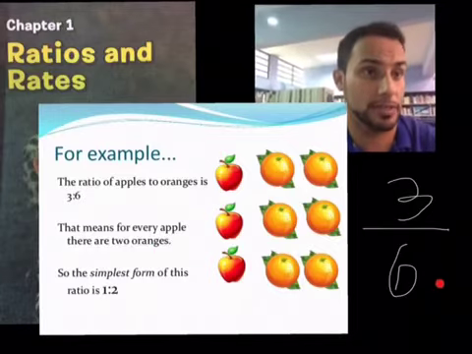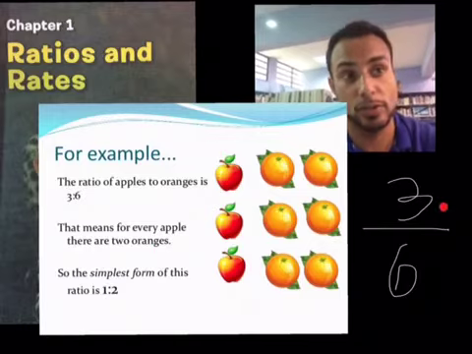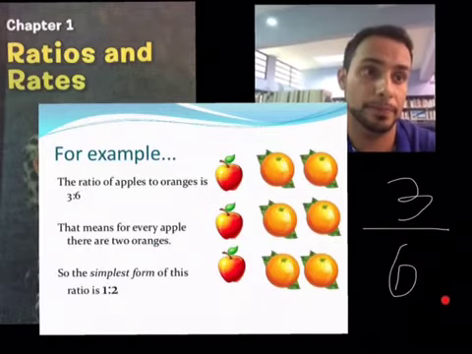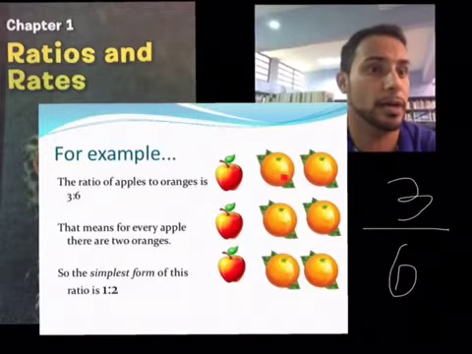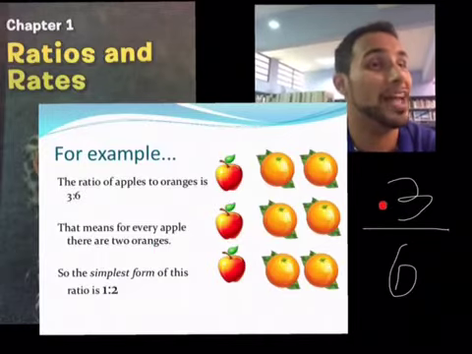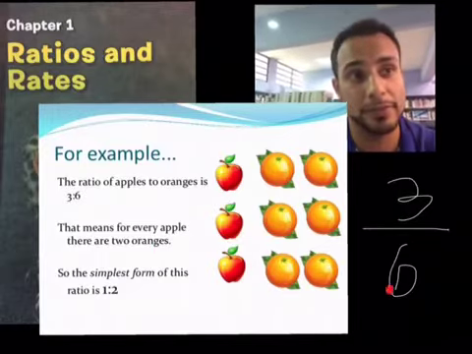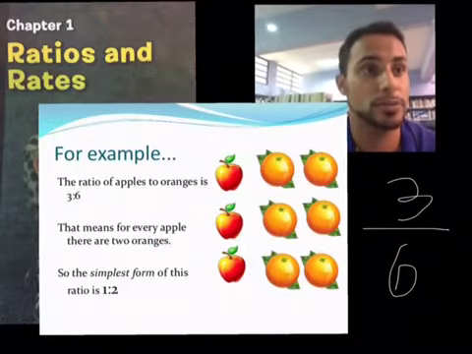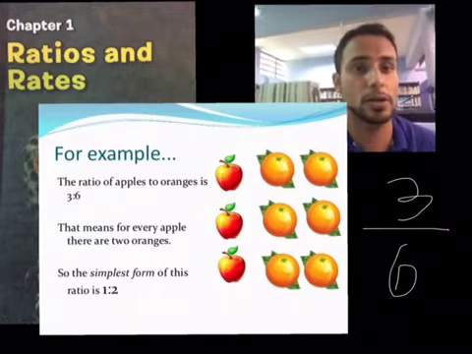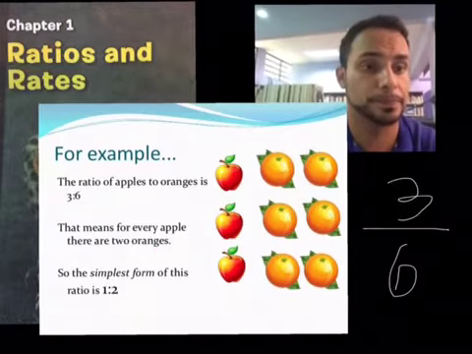For every 3 I have 6. For every 2, we have 4. And for every 1 I have 2. You can also double it. For every 6 apples I would have, if you said 12 oranges, you are correct. So that is a ratio.